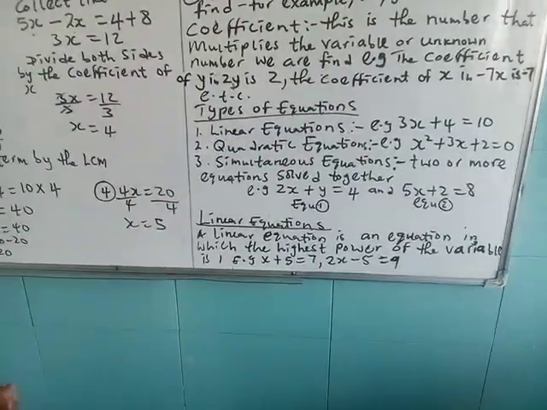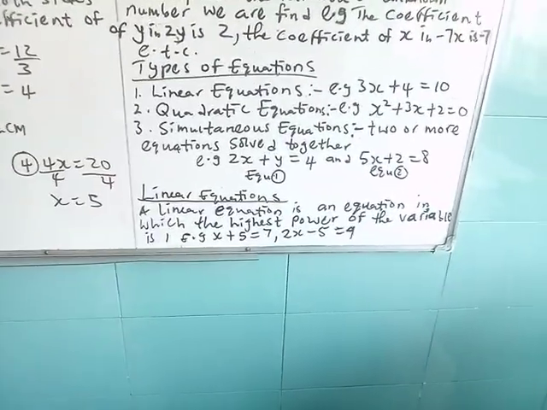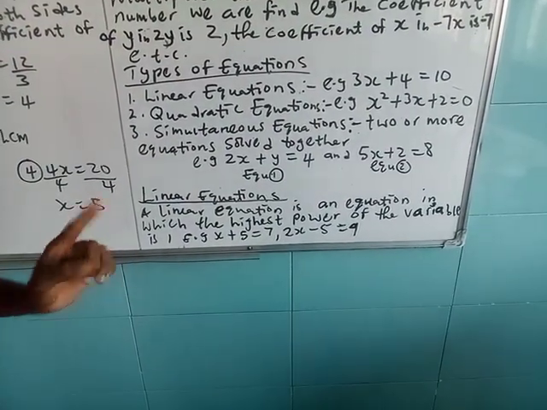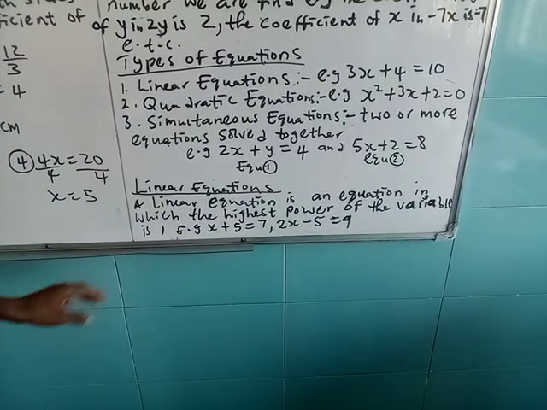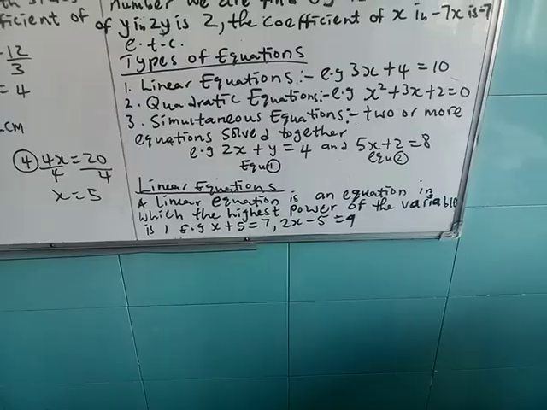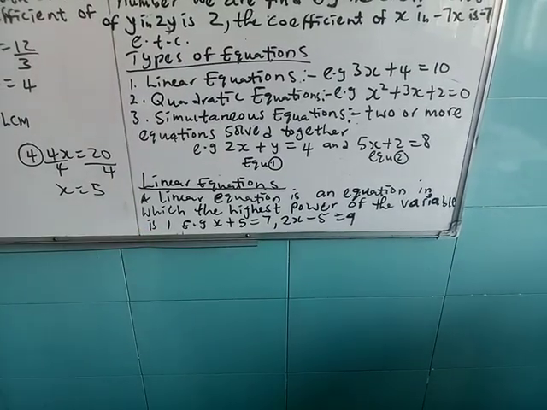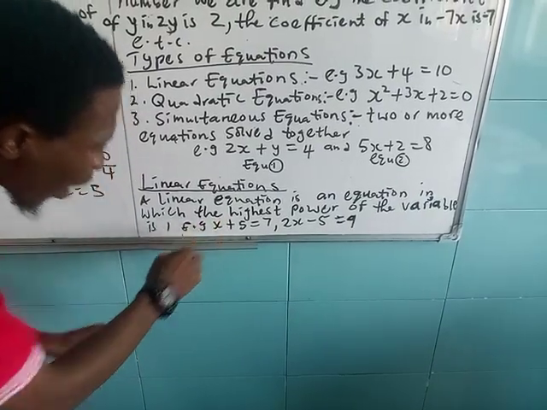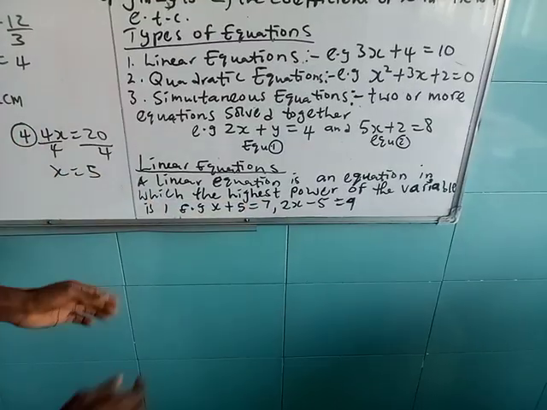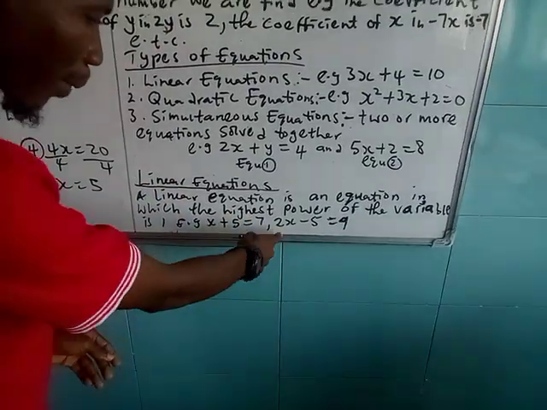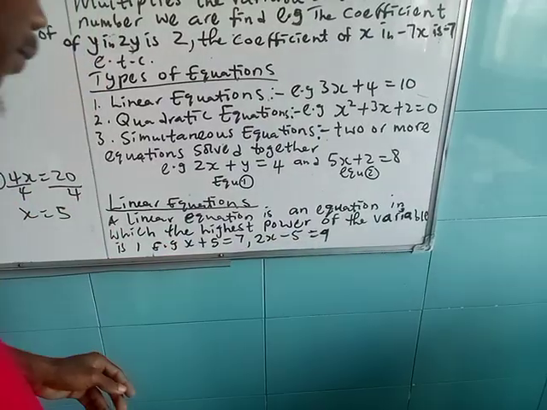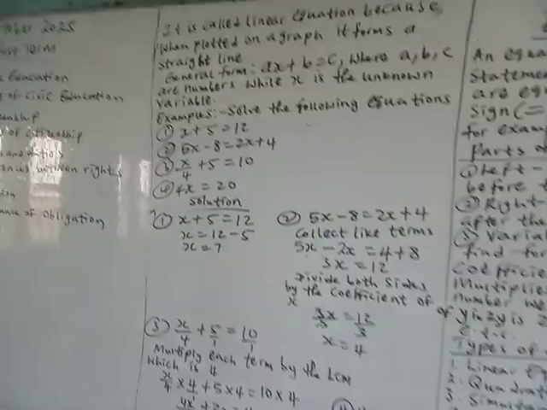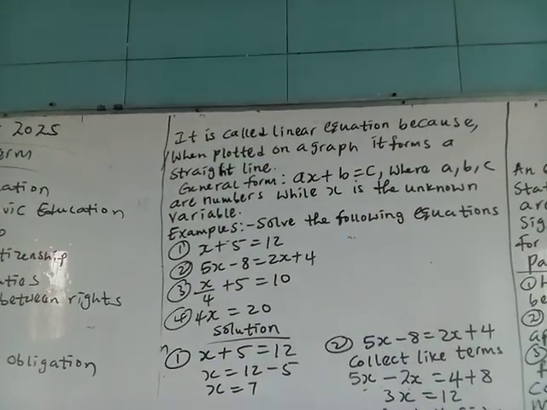And what are linear equations? A linear equation is an equation in which the highest power of the variable is 1. Where the highest power of the variable is 1, you can say that this one is a linear equation. That is when you have the x, the highest power of this x is 1. So when you have x plus 5 equals 7, you can say that this equation is linear. Then when we have 2x minus 5 equals 7, you can say that this is a linear equation.